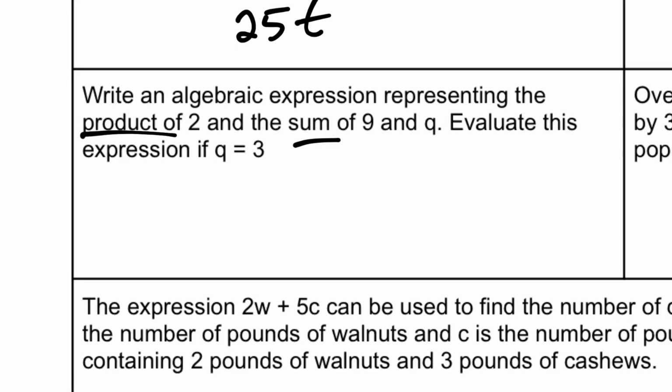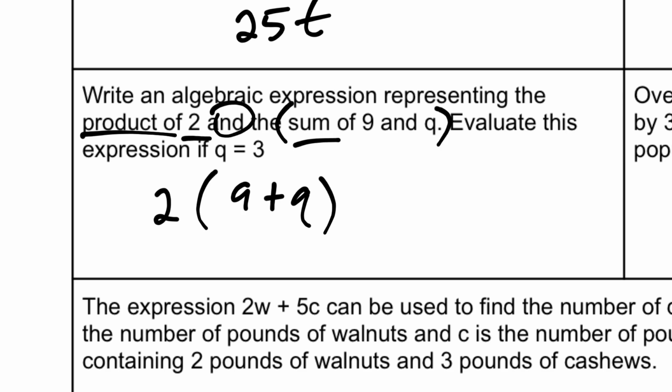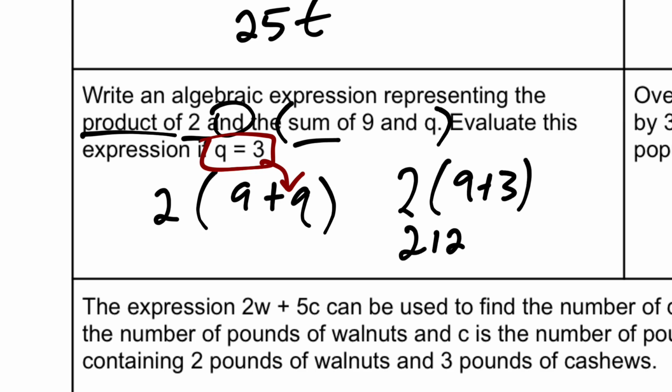If you're looking at the product of 2 and the sum of 9 plus q, it looks like this. Since you're multiplying 2 and a sum, that's where we get the parentheses. They also tell us to evaluate if q is equal to 3, so we plug that in. And our new expression reads 2 times 9 plus 3, or 2 times 12, which is 24.